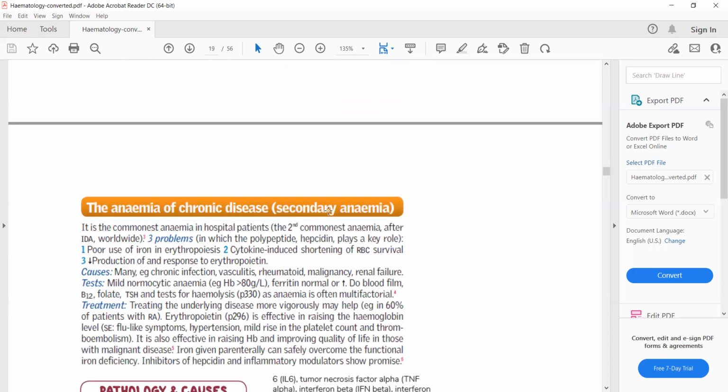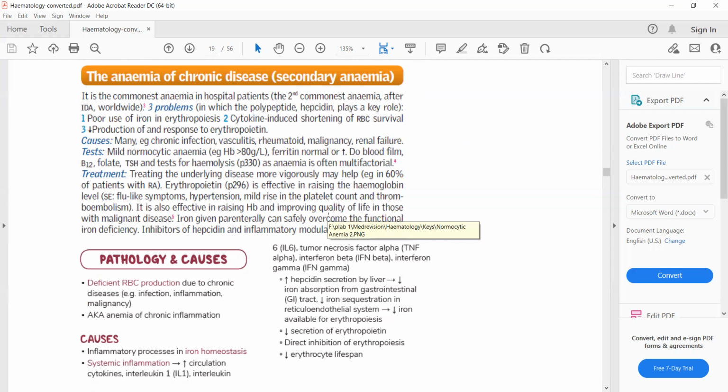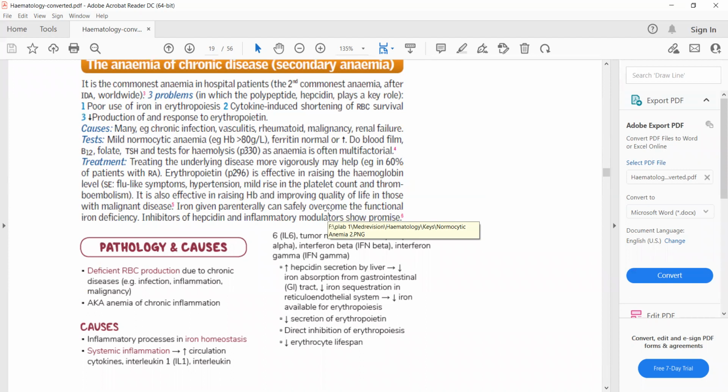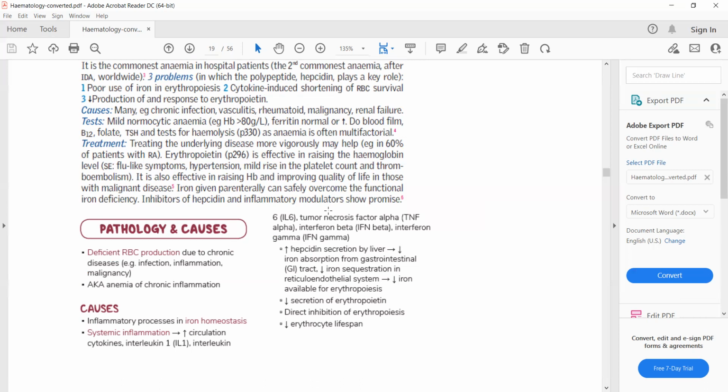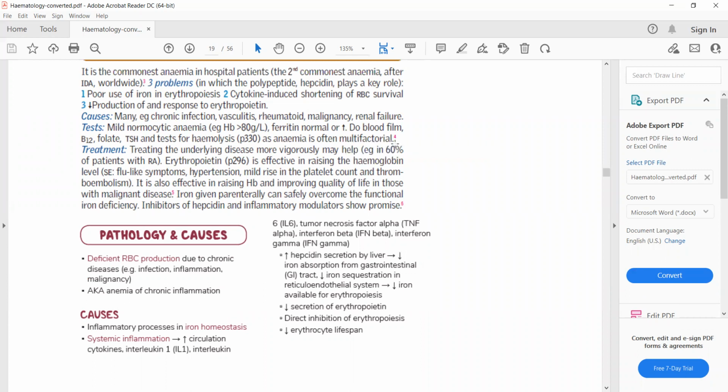Anemia of chronic disease, we discussed some points about it: chronic infections, vasculitis, rheumatoid arthritis, malignancy, renal failure, all of them can cause normocytic anemia. In anemia of chronic disease, we have discussed that there is no problem with the iron. So free serum iron is decreased and bound or storage iron is increased. So ferritin will be normal or increased in case of anemia of chronic disease.